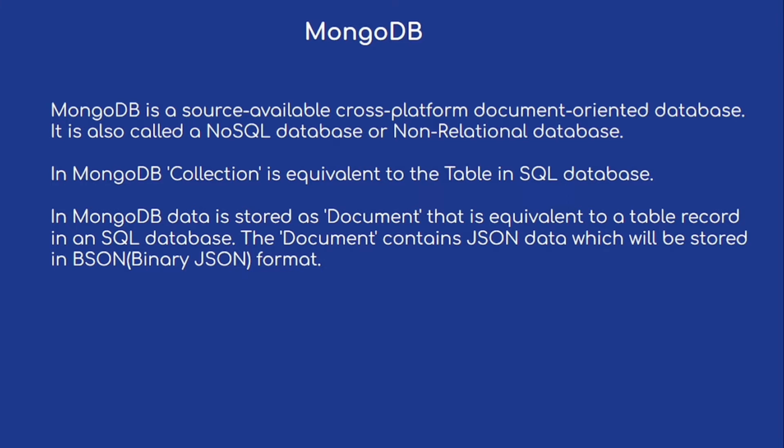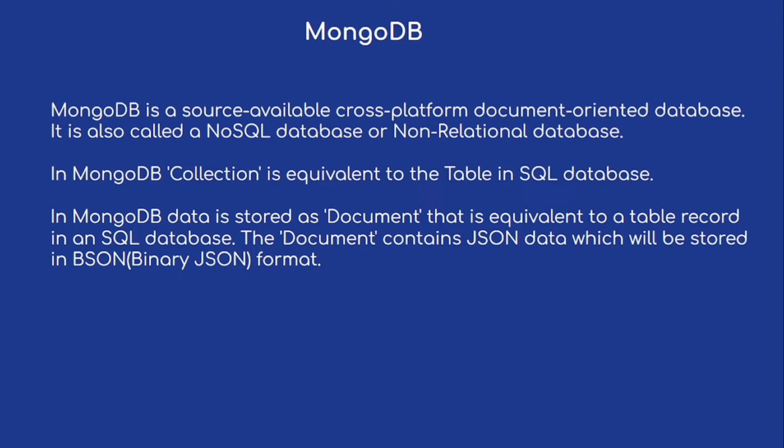In MongoDB, data is stored as documents, which are equivalent to table records. In a normal relational database, we store the data as records, row by row, right? Here we are going to store them as documents. These documents contain JSON data. The structure of a MongoDB document is JSON data, and it is stored in BSON format. BSON is binary JSON. BSON is nothing but JSON, but it has additional features over the JSON format, and it is more machine readable. So that is the basic introduction to MongoDB.